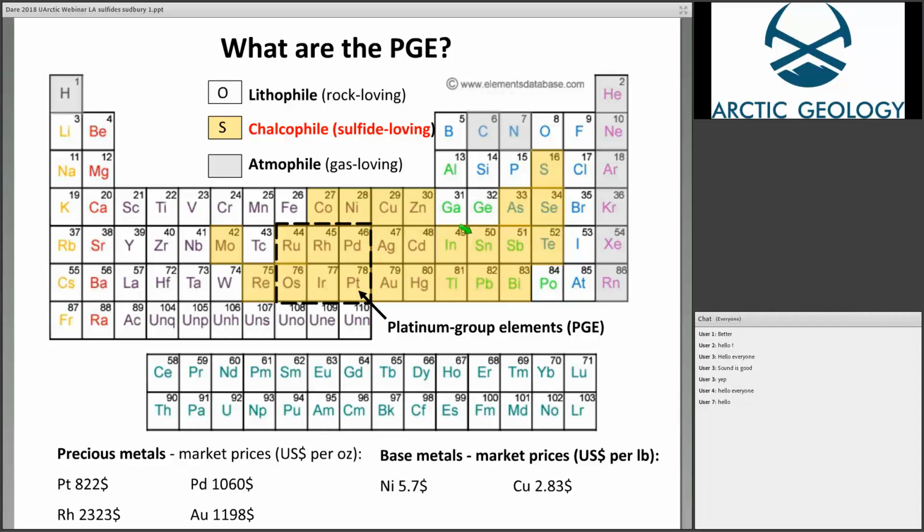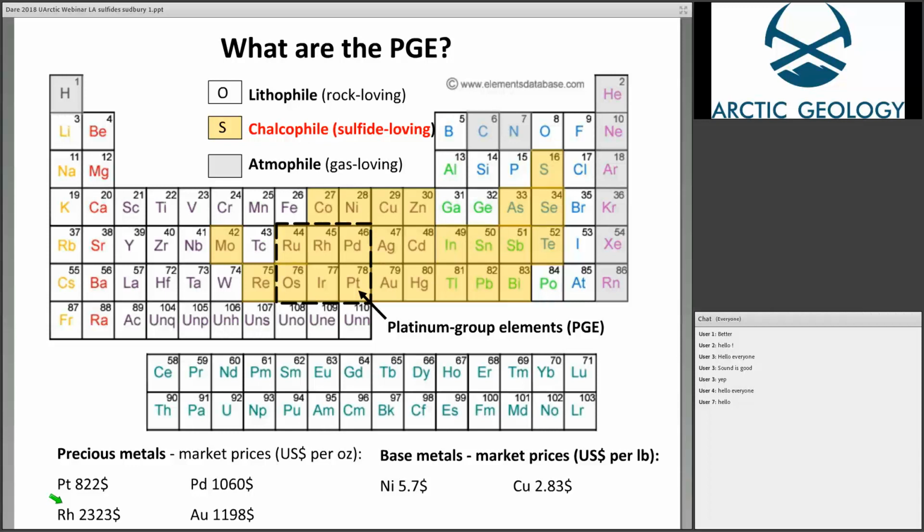So why are we interested in platinum group elements? Just look at their prices today. They're precious metals, as I said. The price of gold is currently around $1,200 per ounce. Platinum is just a little bit less, $800. Palladium around $1,000, and rhodium $2,300. So they are very expensive. So even if you have just a small amount, a couple of ppm in your deposit, it's definitely worth mining that to get as a byproduct some extra money.